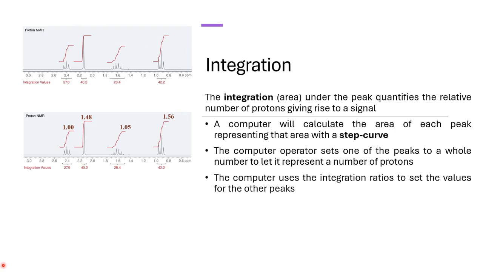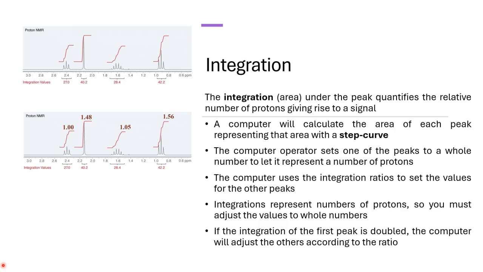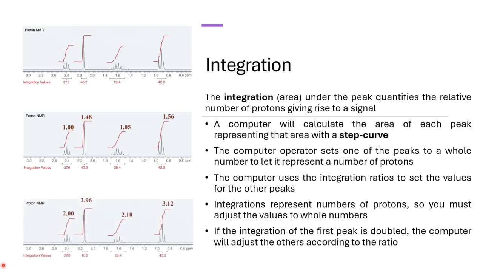The computer uses integration ratios to set the values for the other peaks. Integration represents the number of protons, so then you must adjust those values to whole numbers. If the integration of the first peak is doubled, the computer will adjust the others according to that ratio. So if it's supposed to be 2 protons for this signal, then the rest are going to be multiplied by 2 in order to give the actual ratio.